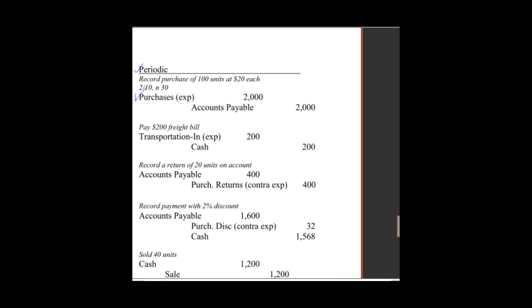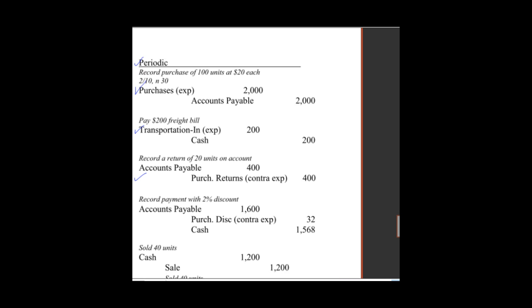When you pay transportation or freight in, you record that in an account so appropriately named. And this relates just to the cost of getting the inventory to you, ready for its intended purpose. When you return 20 units at $20 each, take it out of accounts payable and you record it into purchase returns and allowances, a contra account for inventory purchases, a contra expense account, and it's contra to purchases, so you've now decreased your expense, if you will, by the amount of the return.